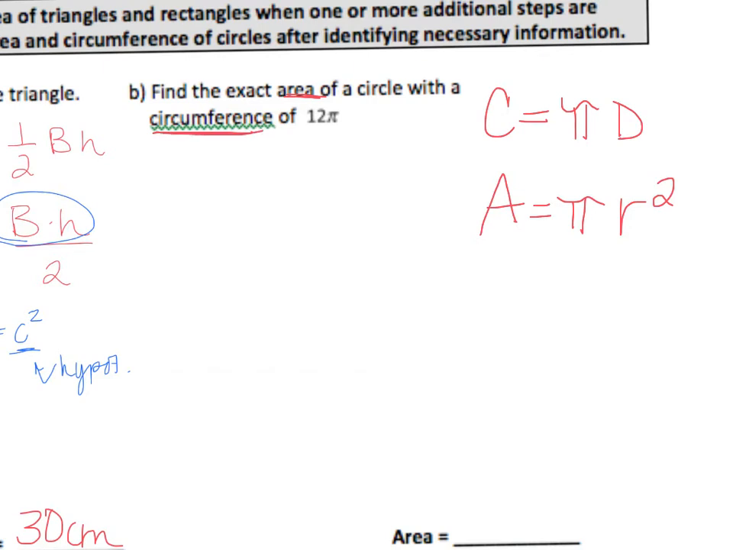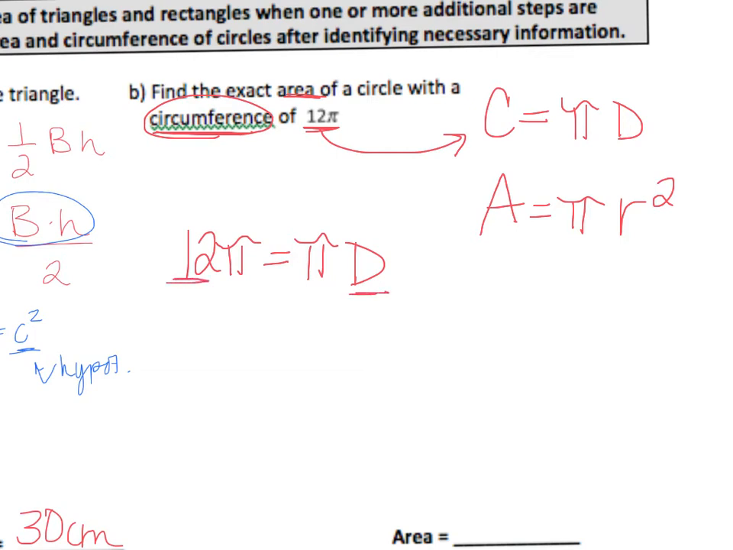Okay, so if I have the circumference to be 12 pi, I'm going to substitute the 12 pi in for c. So the circumference of the circle is 12 pi, and they found that by taking pi times the diameter. So if I look at this equation, I've got 12 pi equals pi times diameter. That must mean that the diameter is 12, because that's the only thing that's missing.